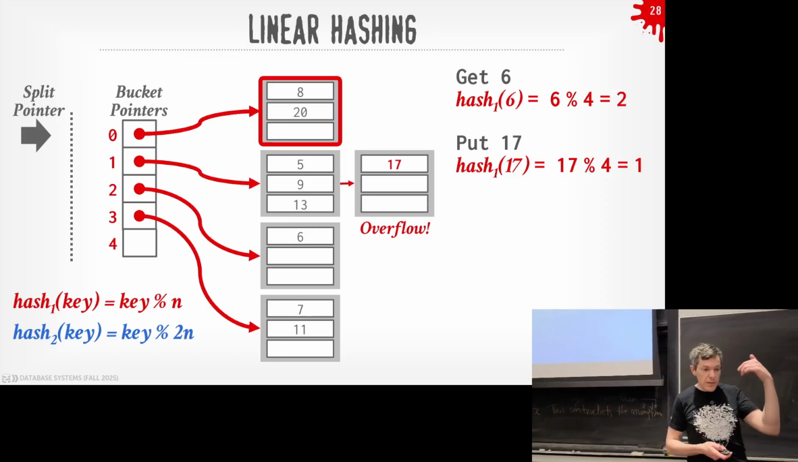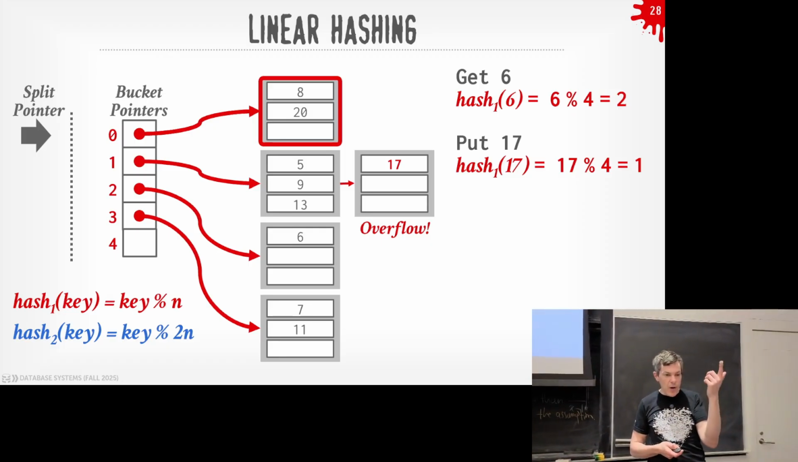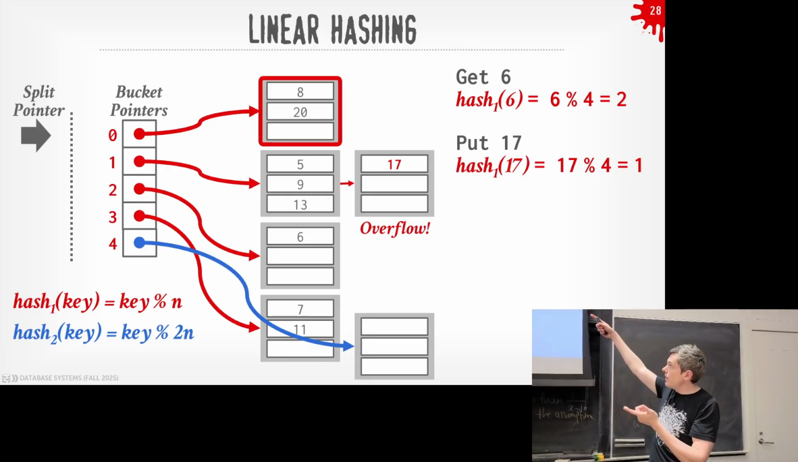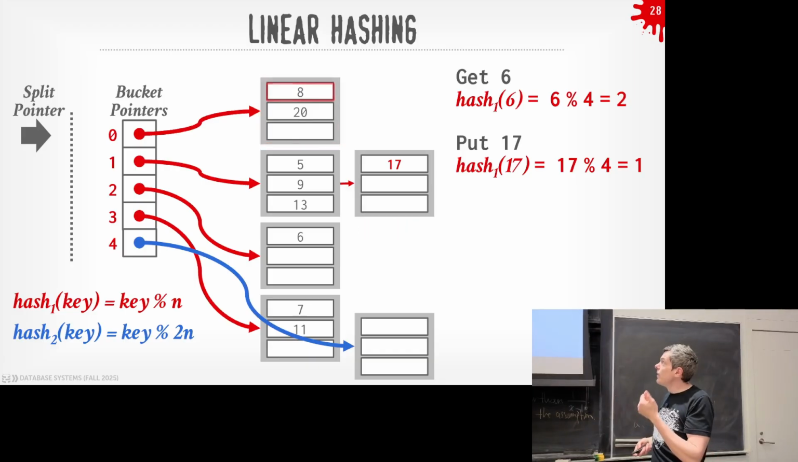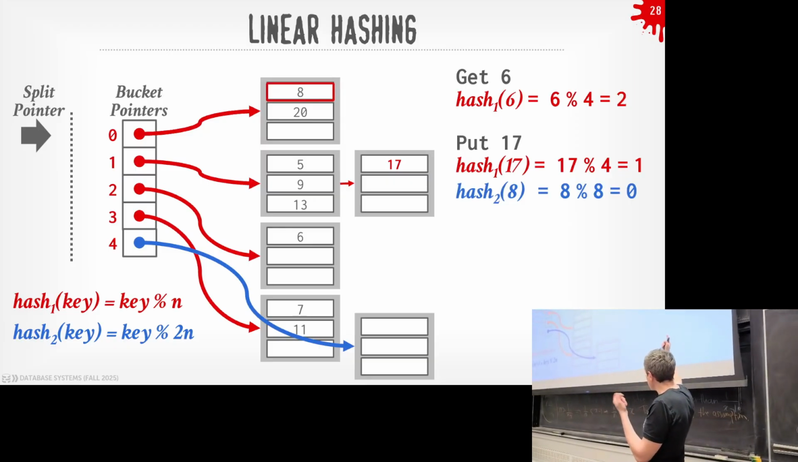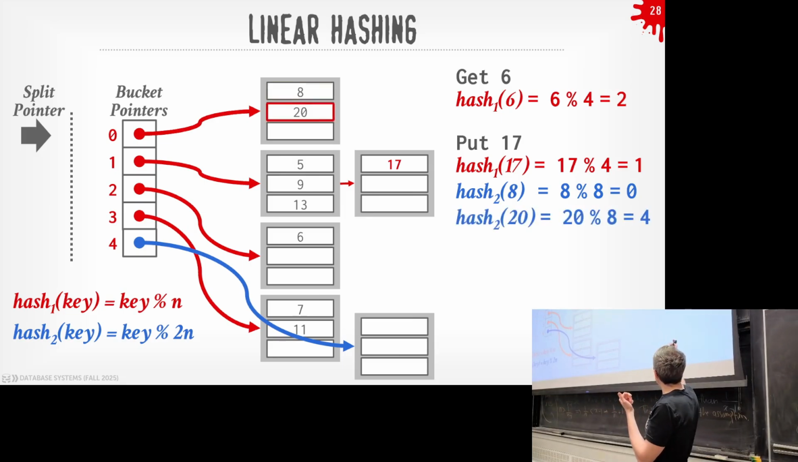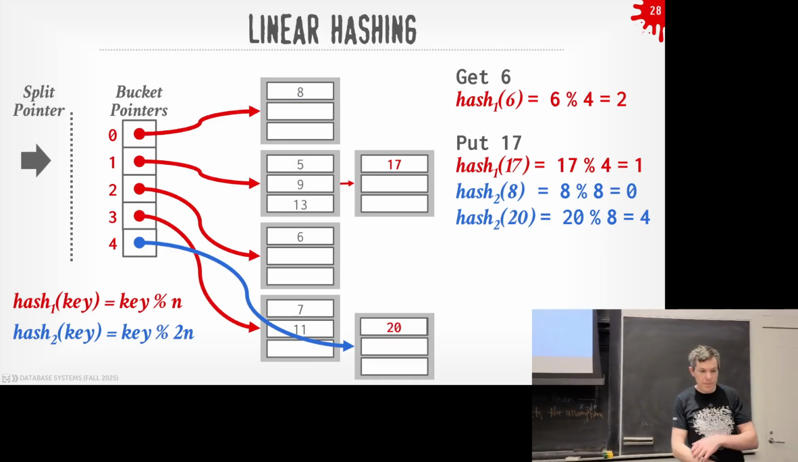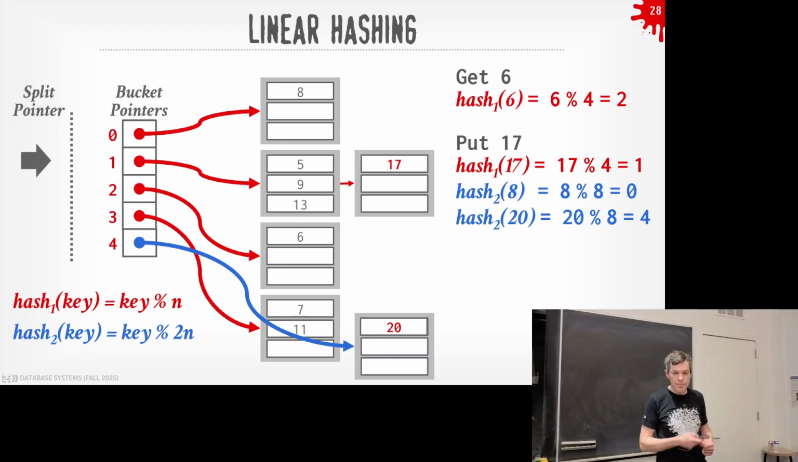So in this case here, I have my new hash function. Now I've got to figure out where to put all of the keys that exist in the first bucket that I split. So I take key 8, mod it by now 2n, so this is going to be mod 8. So 8 mod 8 is 0. So that's going to stay where it started. But then 20 mod 8 is 4. So that's going to now point to this one down here. All right, so I'm going to move 20 down here. And I move the split pointer down by 1.